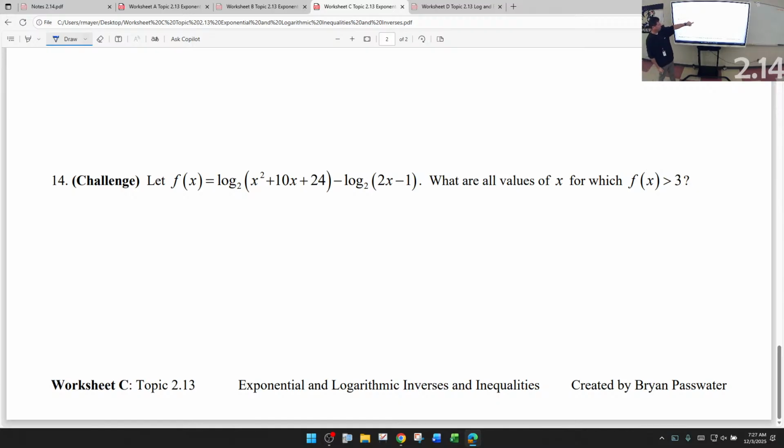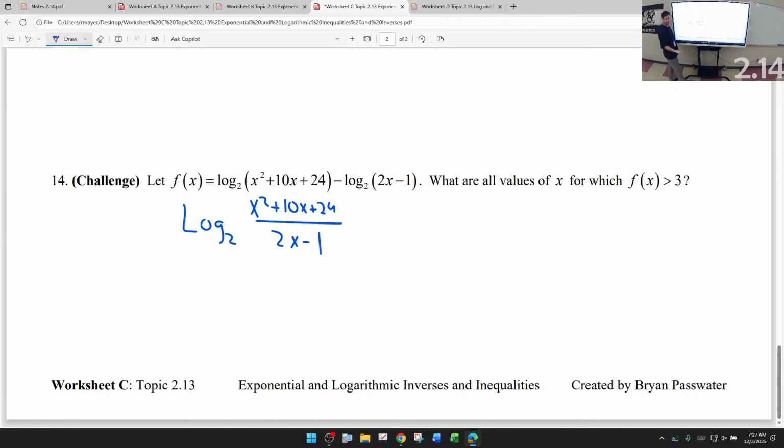So f of x is log base 2 of this minus log base 2 of that. What values of x make f of x greater than 3? We're used to seeing a 0 over there, or f of x and g of x, with f of x greater than g of x. But this one, we have f of x equal to that, and we want f of x greater than 3. So the first thing I'm going to do is make this log base 2 of (x squared plus 10x plus 24) over (2x minus 1).